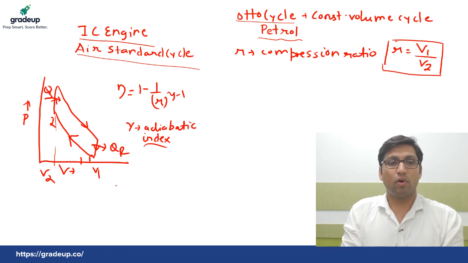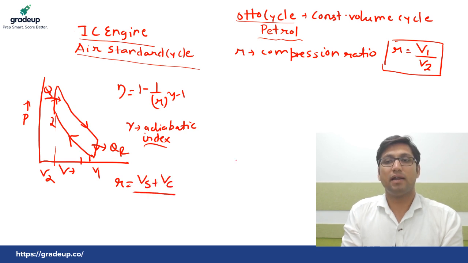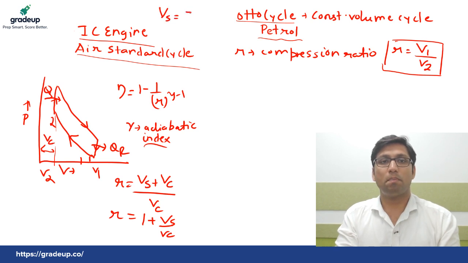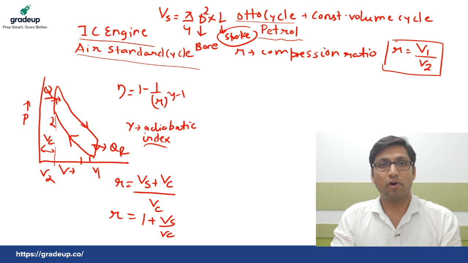Also, the total volume is equal to the sum of swept volume plus clearance volume, and this V2 is the clearance volume. So we can divide this by Vc. The compression ratio is equal to 1 plus Vs over Vc, where Vs is the swept volume. This swept volume is equal to pi by 4 d square into L. D is the bore of the cylinder and L is the stroke length. So these are some important formulas from the Otto cycle.